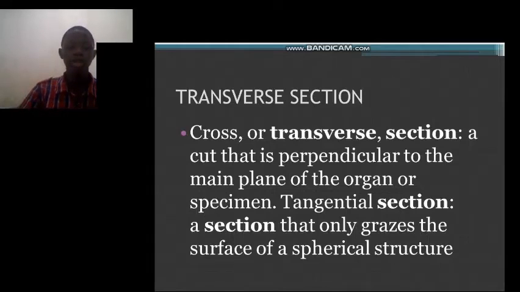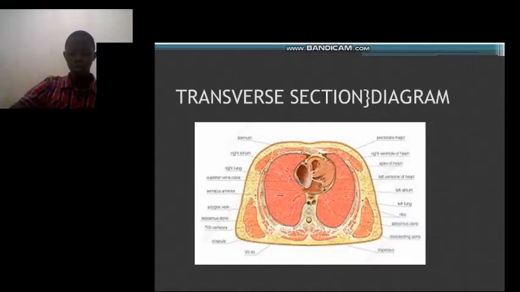So let's move on to see a diagram of it. This is like a diagram. It is cut this way. For example, if you cut an orange, how will you see it? If you cut it transversely, how do you see it? That is this. It is the same like that.